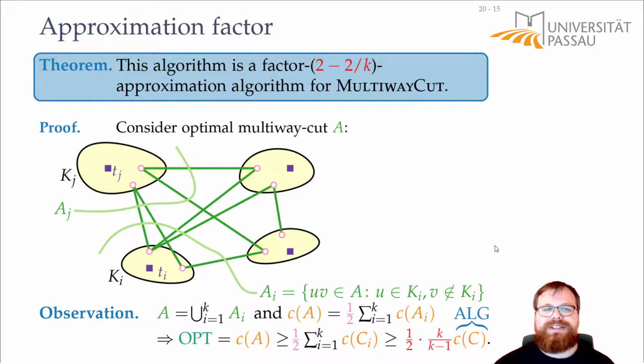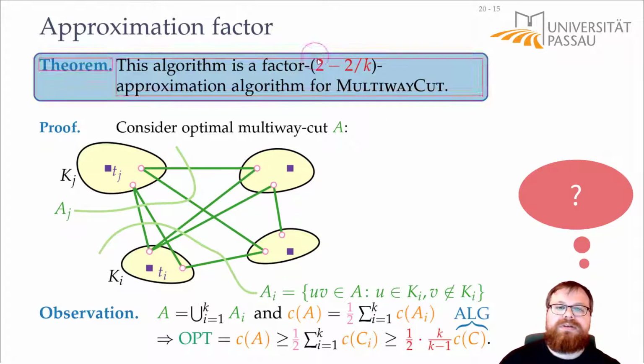Again, the final question. Is this analysis sharp? Is there an instance where our algorithm really achieves only this approximation factor and not something better? Try to construct one.